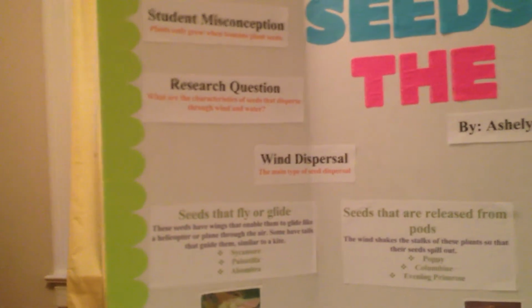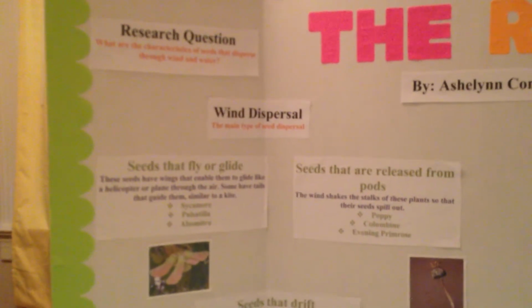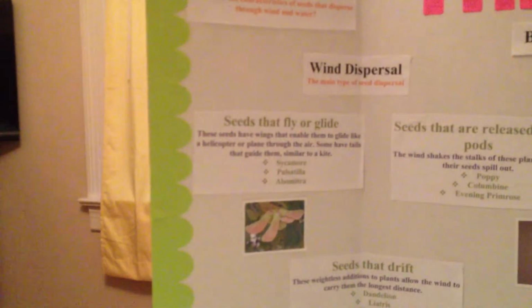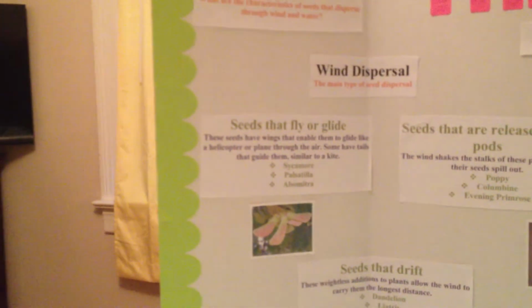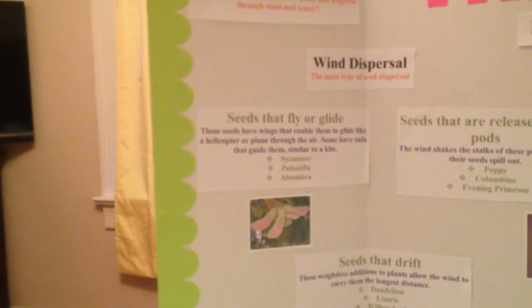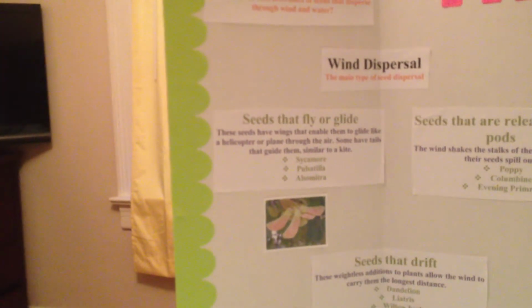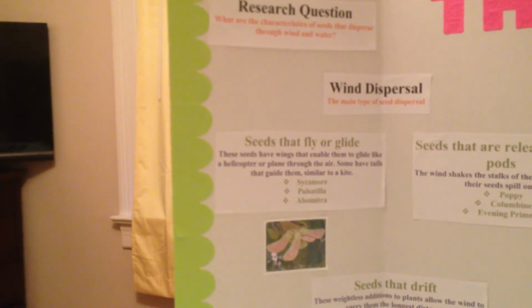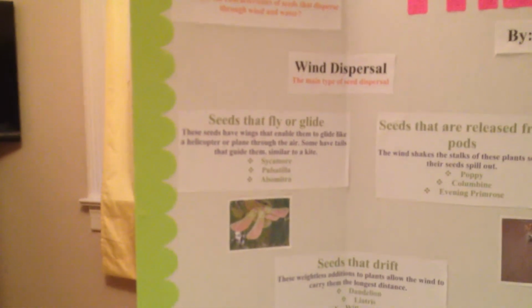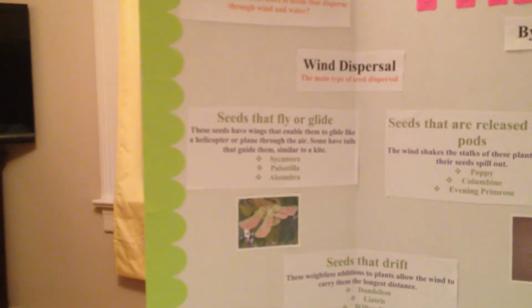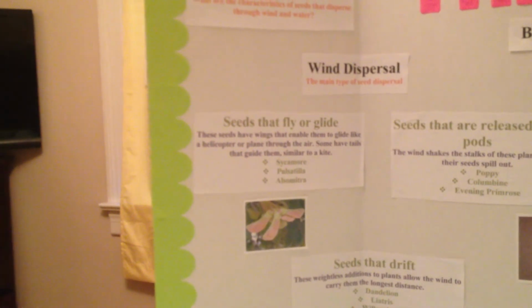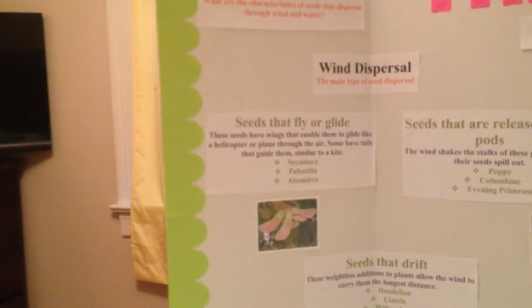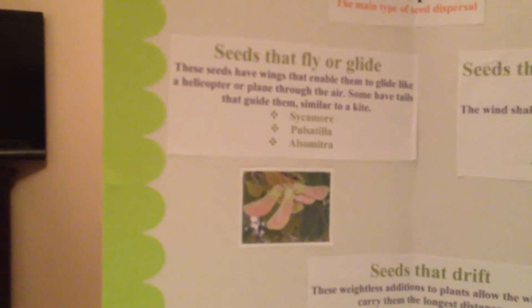Wind dispersal. This is the main type of seed dispersal and is broken down into 3 subcategories. Seeds that fly or glide. These seeds have wings that enable them to glide like a helicopter or plane through the air. Some have tails that guide them, similar to a kite. Examples of this kind of seed are sycamore, postilla, and alsometra. The picture below is an example of a sycamore seed.